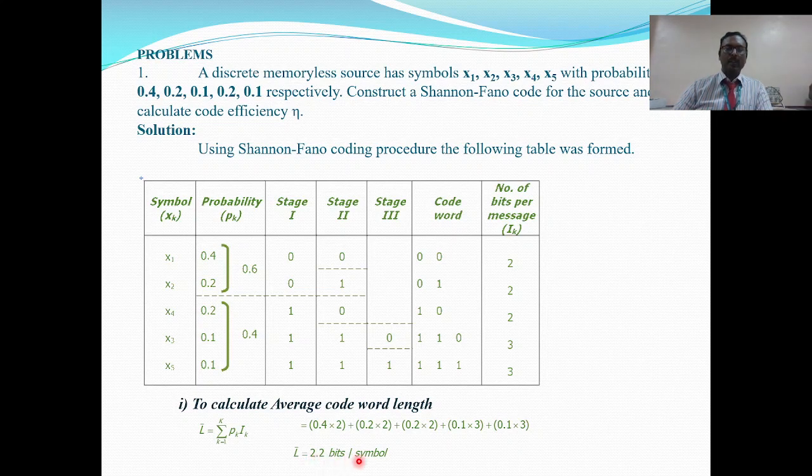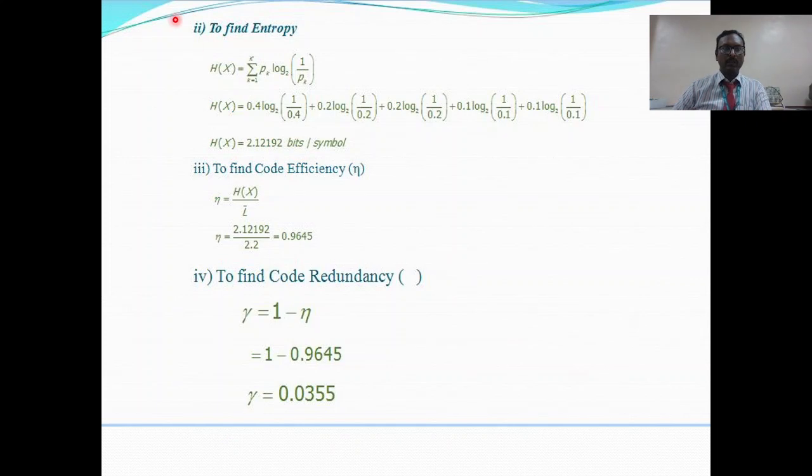Average word length means 2.2 bits per symbol. One thing we have 2 bits, another we have 3, so on average 2.2 bits per symbol. Now I got L. Next the task is to find the entropy. Entropy is a well-known formula we already studied in the previous class. H of x is given by the sum of pk log 1 by pk, where the logarithm base is 2. So we need to sum up all the instances.